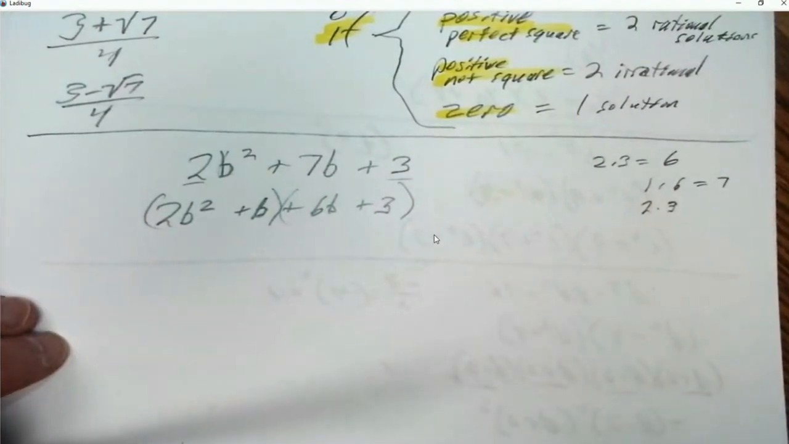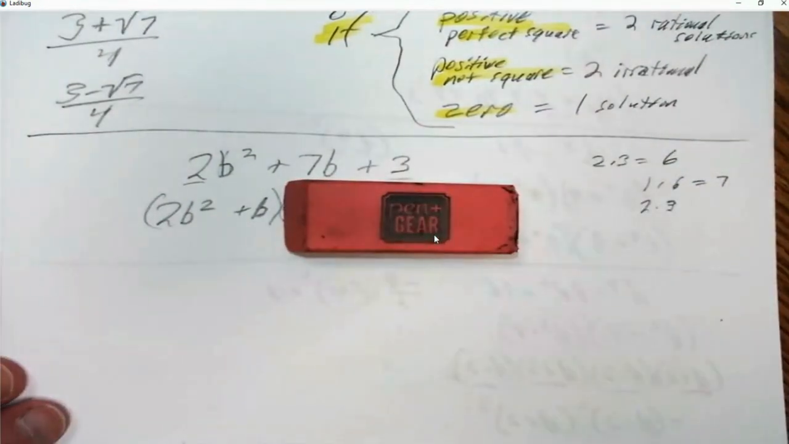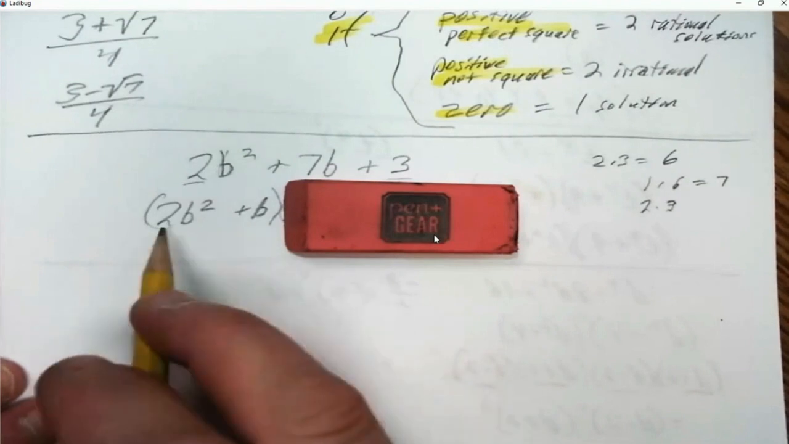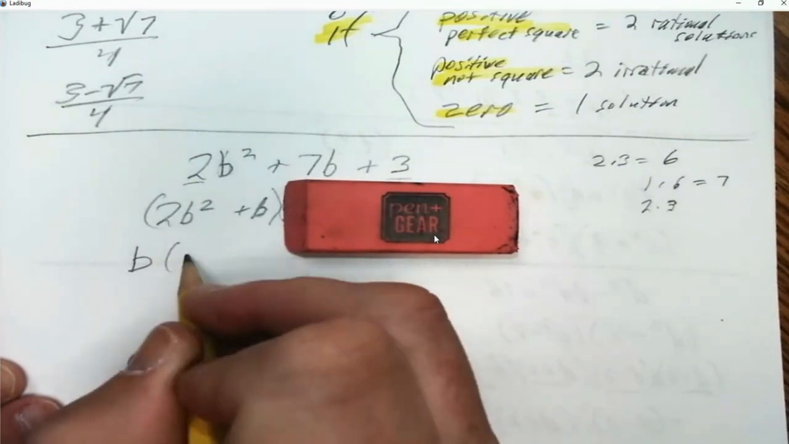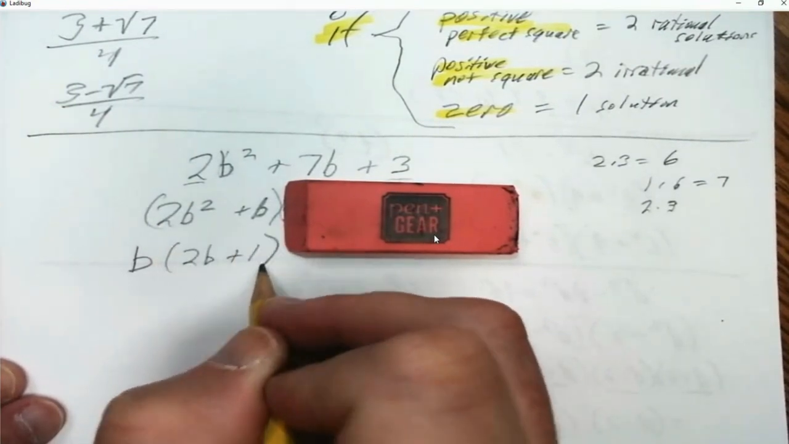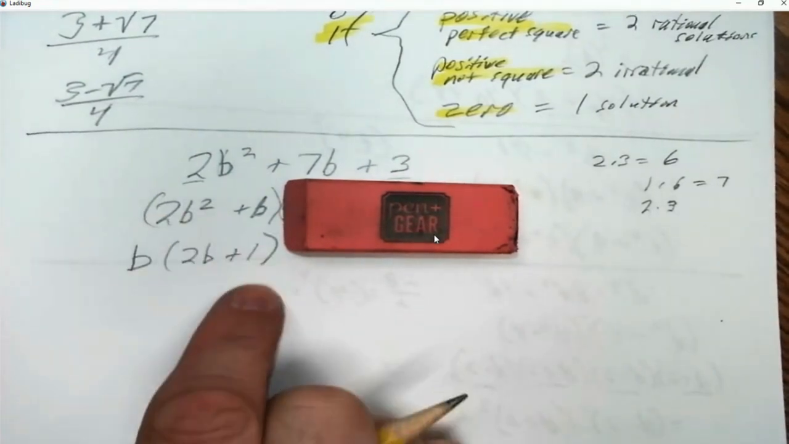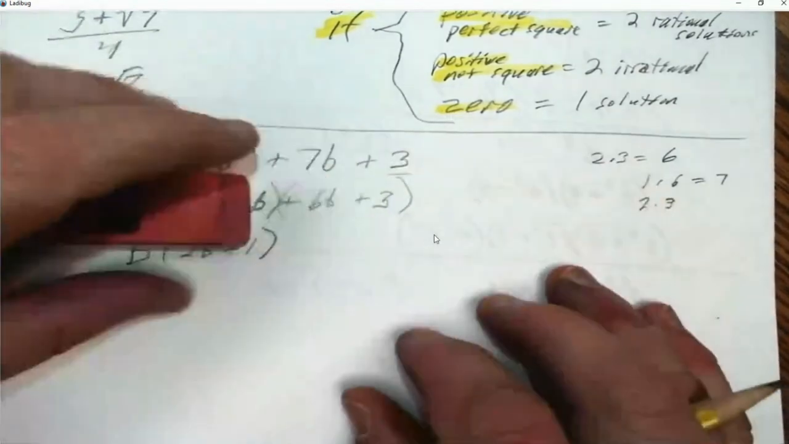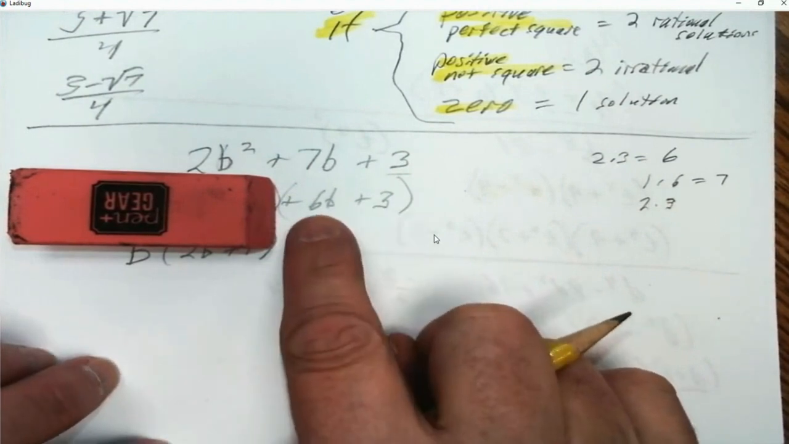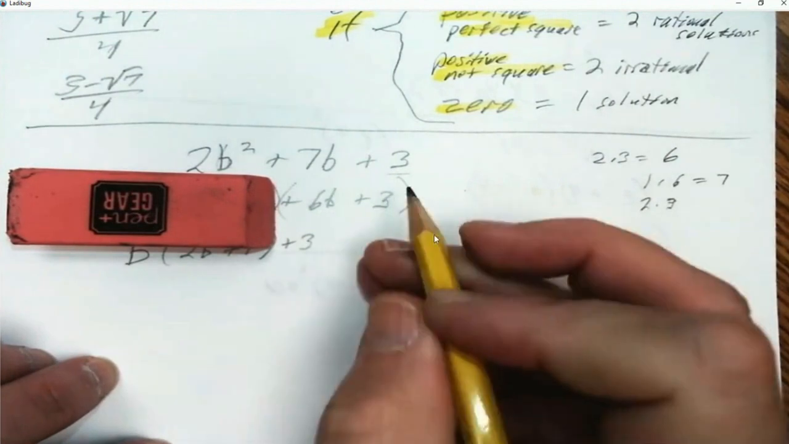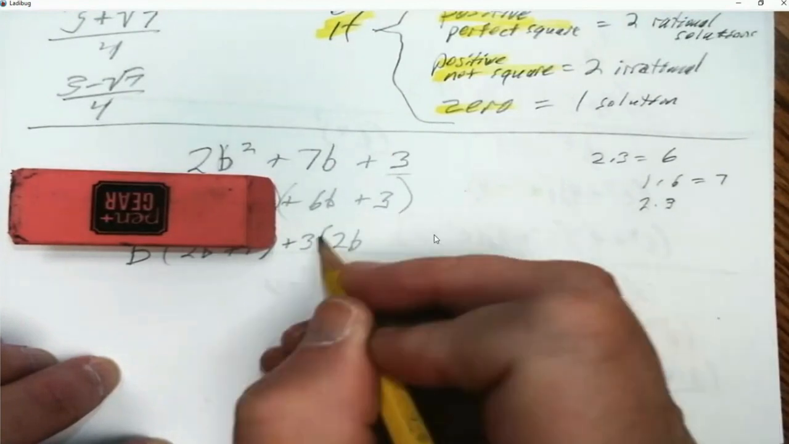Looking at the first 2 terms, what can we factor out of that? 2b squared plus b. Well, the only thing both those terms have in common is a b. So we'll pull the b out, which leaves 2b plus 1. If we multiply b back in, it'd be 2b squared plus b. Now, what can we factor out of 6b plus 3? Greatest common factor would be a 3. So if we factor out 3, 6b divided by 3 is 2b. 3 divided by 3 is 1.